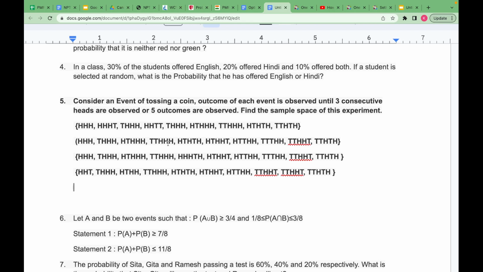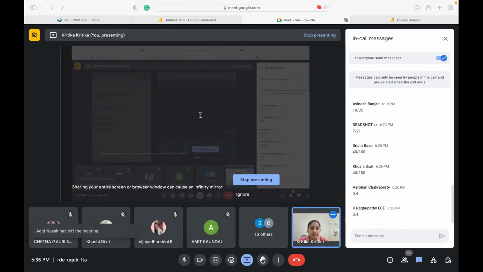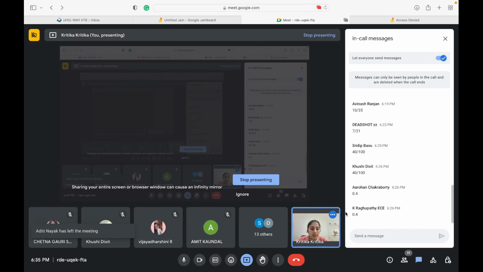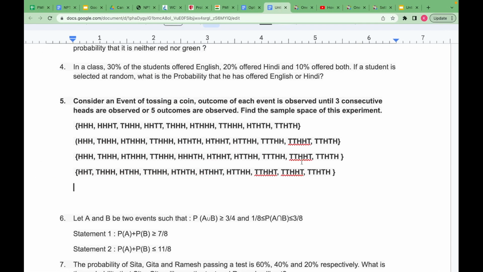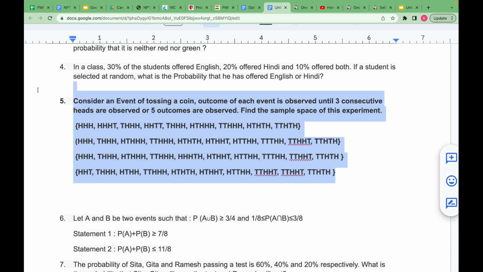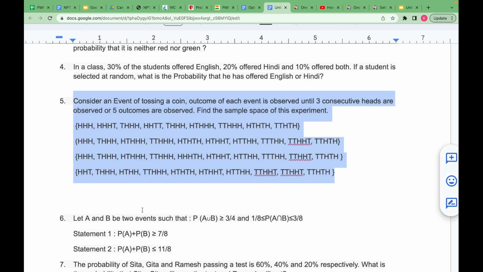So I hope you understand what the sample space is here, what the meaning of sample space is. These are very basic questions, but as we move on, all these things will be very important. With time, you will see how these things become more complex. So if you have any doubt in the present questions, you can ask. Okay, these are very basic questions as it's the first tutorial.